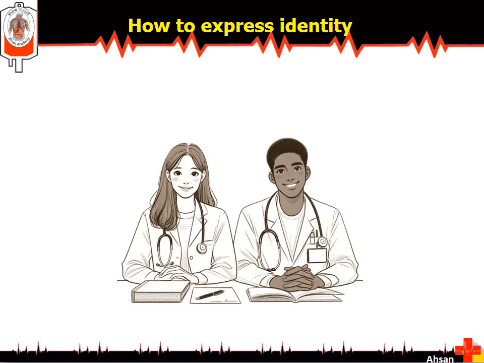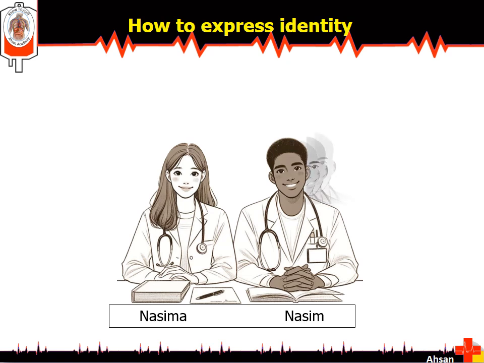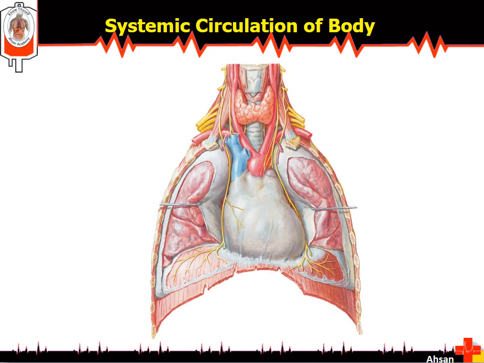Here you can see two nice students sitting in front of us. How do we identify them? By the name. Suppose this one has the name Nasima, another is Nasim. Many times we get students in the same classroom with the same name. So in that case, how do I confirm the identity? Then definitely we'll look back, meaning we'll search for the parent's name. So remembering the name with the parent's name will help you to identify correctly. So this is true for the name of the artery.